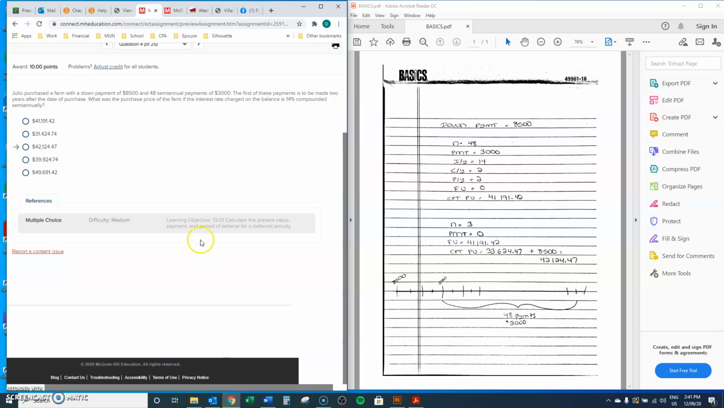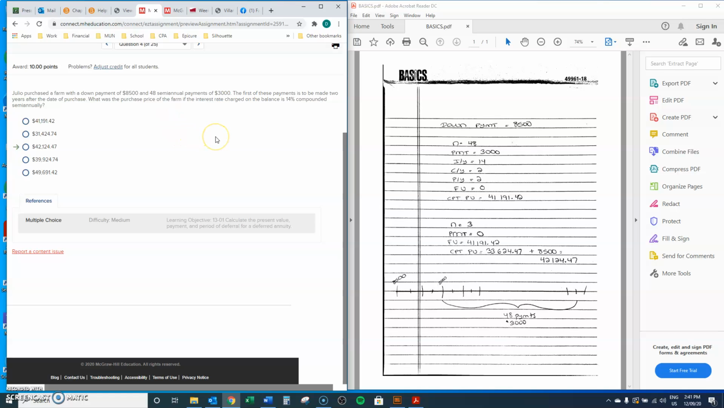So you purchased a farm. Down payment $8,500. The down payment would be made right now, and then there were 48 semi-annual payments of $3,000. The first of these payments is to be made 2 years after the date of purchase. What was the purchase price of the farm if the interest rate charged on the balance is 14% compounded semi-annually?